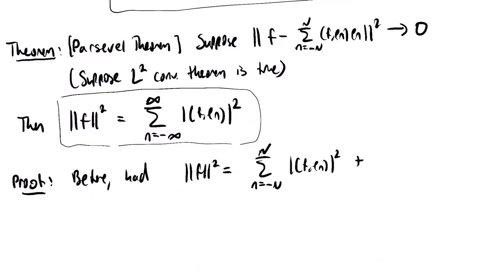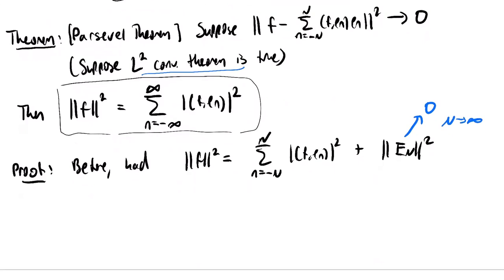Plus the error term squared, right? But the L2 convergence theorem implies that this converges to zero as n goes to infinity. And as n goes to infinity, this is going to converge to the sum from minus infinity to infinity of the coefficient squared. This is just the definition of what it means for an infinite sum, right? And so this is the proof.